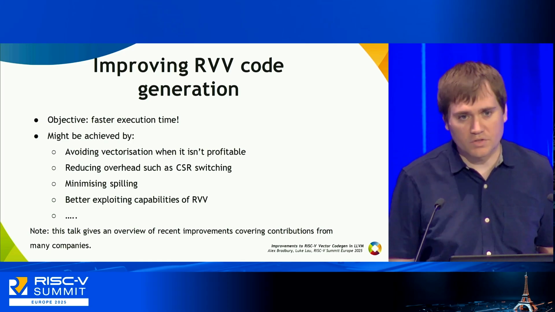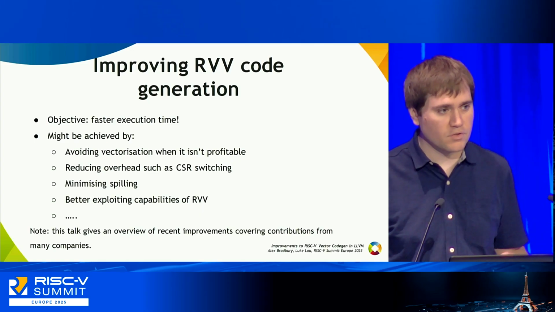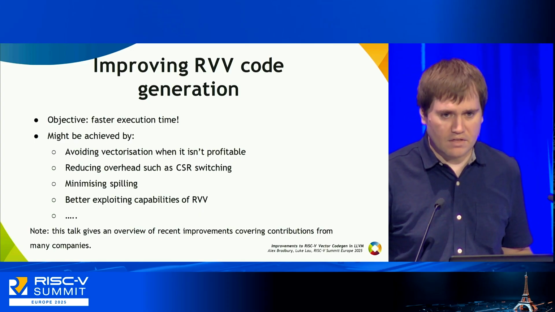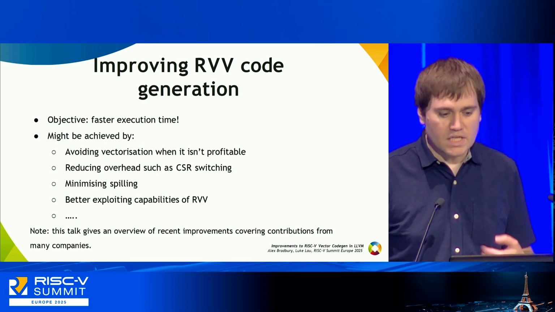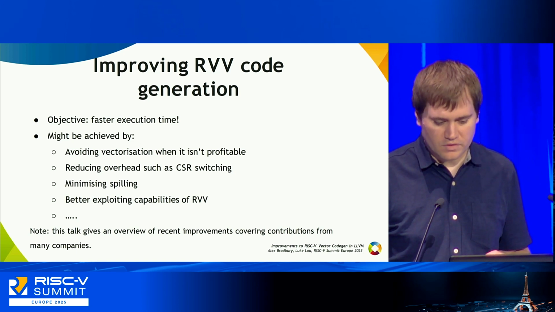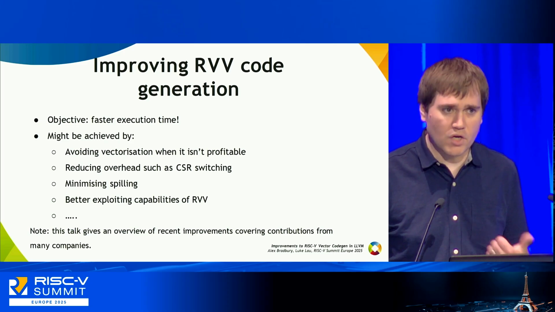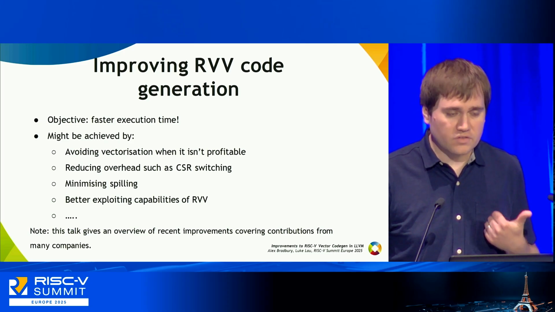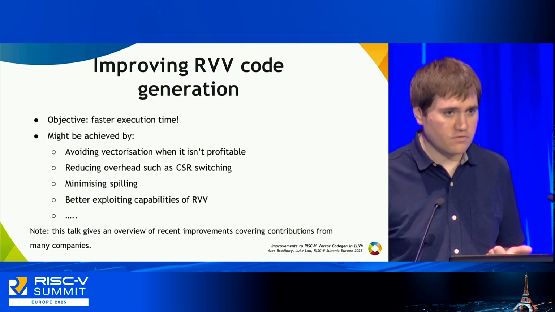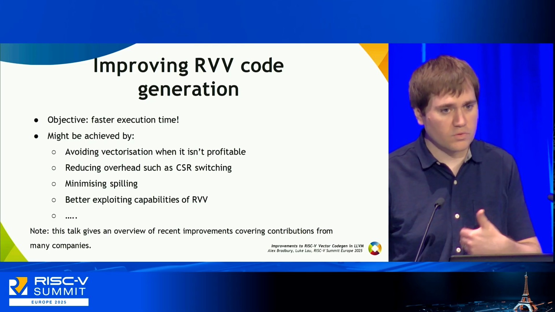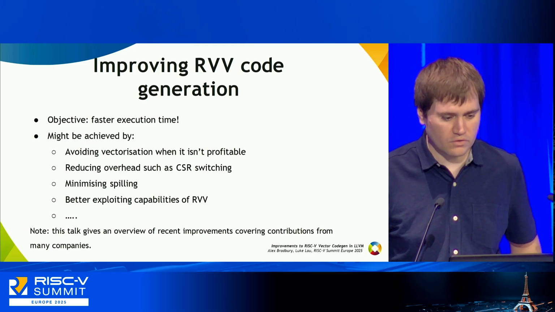Naturally any compiler wants to do as little spilling as possible and do as much as possible in registers. There are a few challenges that are maybe more unique to the vector ISA in terms of minimizing spilling. So at the moment in the standard RISC-V ABI, there aren't any callee-saved registers, so there's risk of you ending up having to spill around function calls.